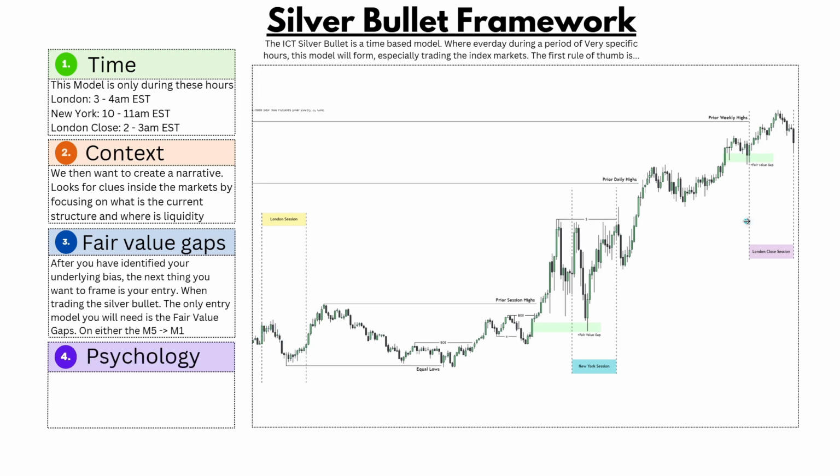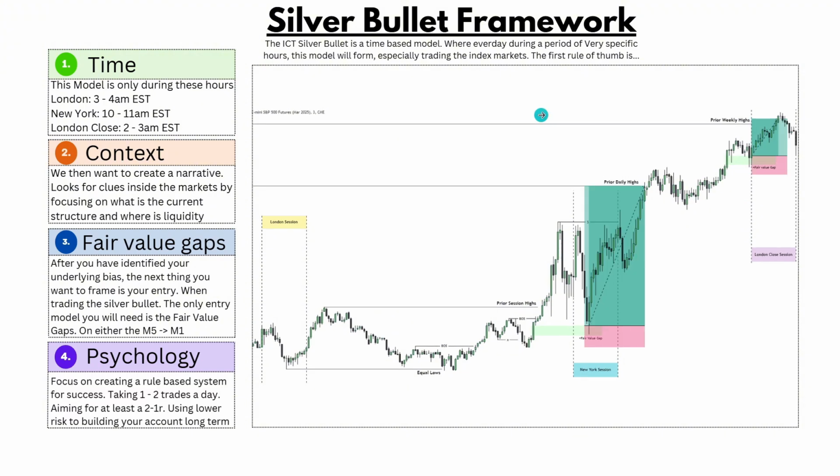And the last thing that we want to focus on is overall psychology. And how you prioritize your psychology is by focusing on a rule-based system for success, taking 1 to 2 trades a day, aiming for at least a 2 to 1 R, and using lower risk to build your account long term. So obviously taking 1 to 2 trades a day during your specific kill zone, this builds a system in place to where you won't be in the position to where you're overtrading, because you're just following your systems, you're following your rules, as well as you're using less risk to build your accounts over time.